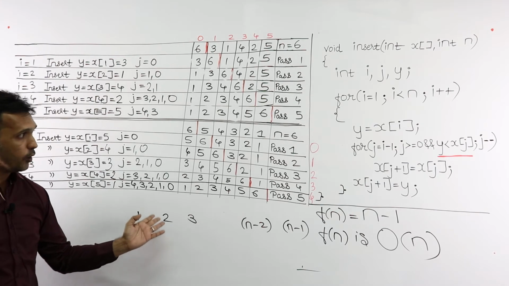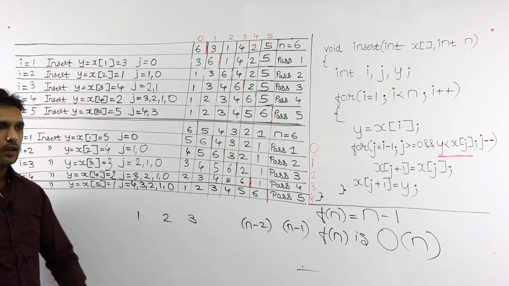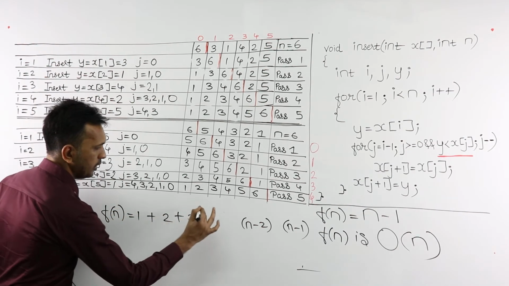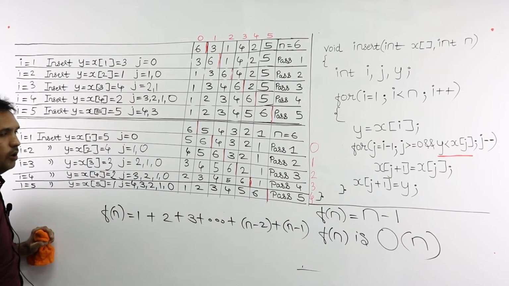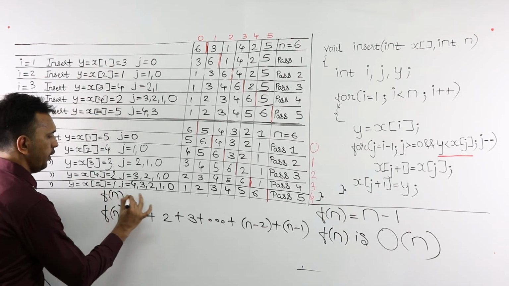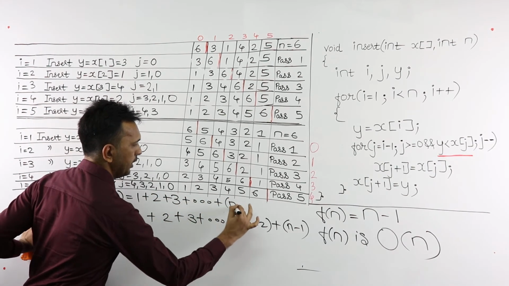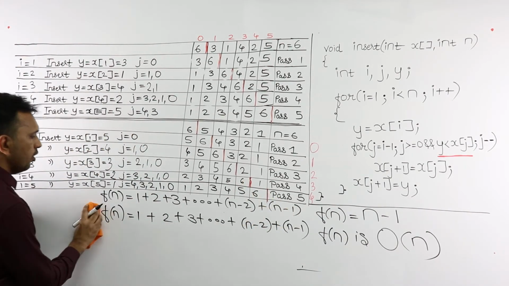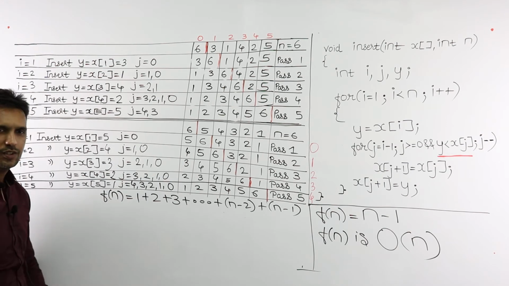That means these are the number of times that critical operation executes. How to find f of n? Add them. So f of n is equal to 1 plus 2 plus 3 plus, and that goes on and on till here. I'll just write it again over here. f of n is equal to 1 plus 2 plus 3 plus n minus 2 plus n minus 1. Now, analysis of algorithm is over and now we start with mathematics.